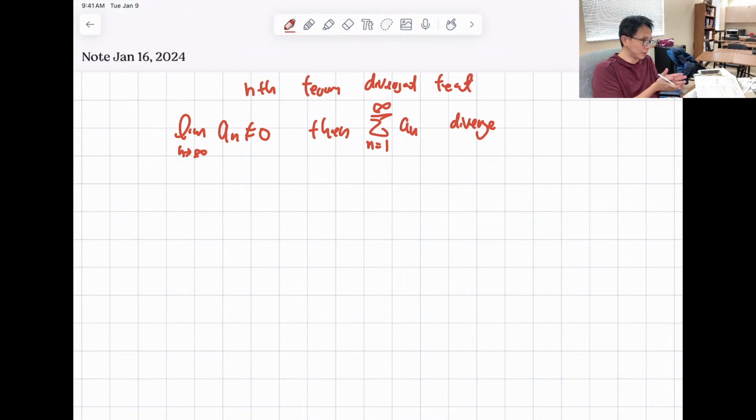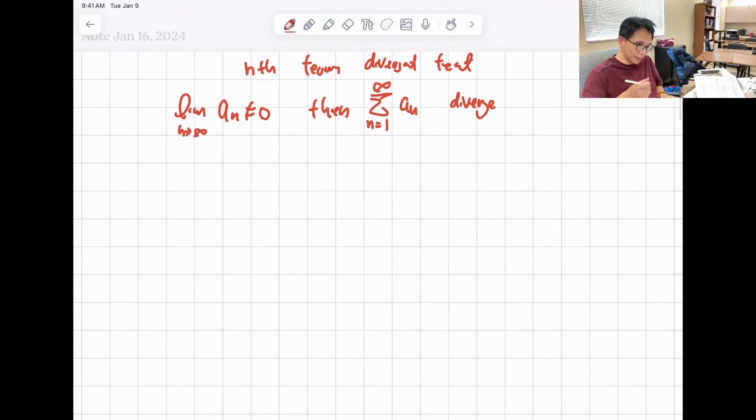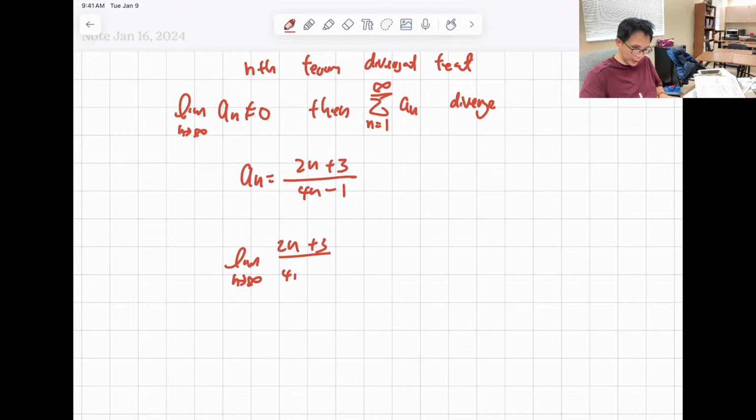It does not tell you convergence. So I'm going to say that again. For example, if you have a_n equal to (2n plus 3) over (4n minus 1), then the limit as n approaches infinity of (2n plus 3) over (4n minus 1) is equal to 2 over 4. As n reaches infinity, divide by the highest power in the denominator. If it's 2 over 4, then it diverges. But it does not tell you that if it's equal to 0, it converges.